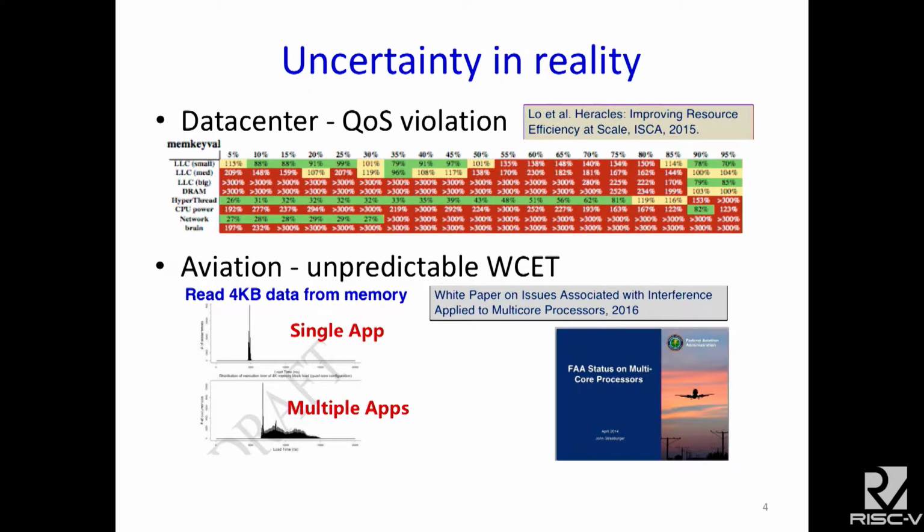The FAA published a white paper last year. In this white paper, they introduced this kind of experiment. They read 4 kilobytes of data from memory. They found that when a single application is running, the distribution of execution time is very concentrated. But when multiple applications are running together, the execution time becomes unpredictable. This makes it very hard to satisfy the real-time property. So in the aviation area, multi-core is usually disabled. But this does not solve the problem.